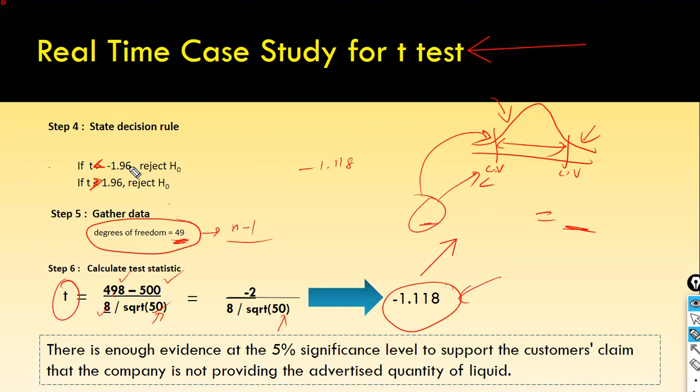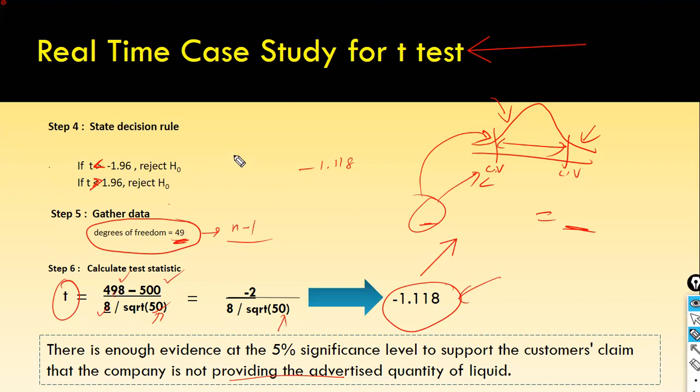Okay, we failed to reject the null. So in this case, there is a minus 1 point. Whatever I mentioned, there is not enough to support the customer's claim that the company is not providing the advertised quantity. So we fail to reject the null hypothesis, since the t-statistic value is not less than negative 1.96.